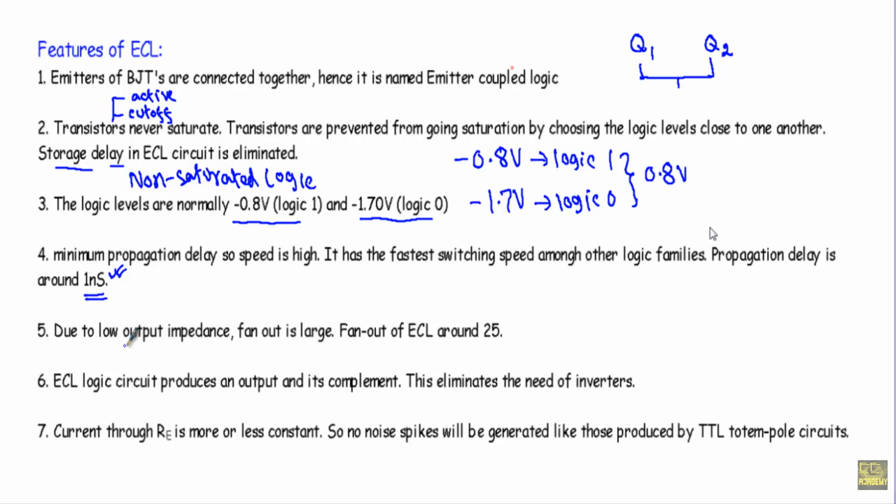Number 5, due to low output impedance, fan out is large. Fan out of ECL will be around 25. While I show you the ECL logic circuit, you will see in the output side we will use an emitter follower circuit.